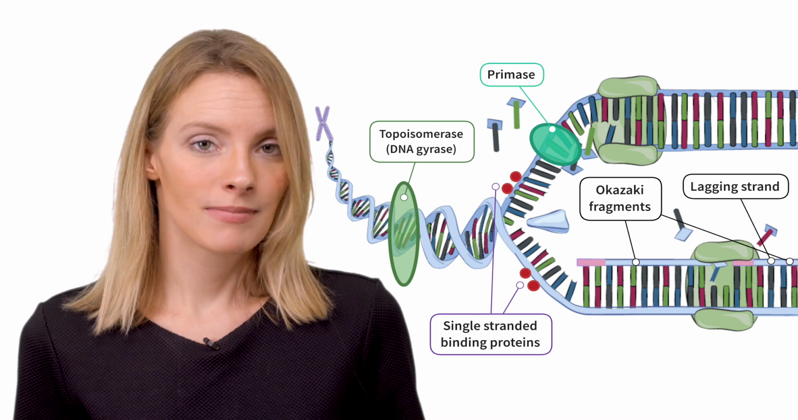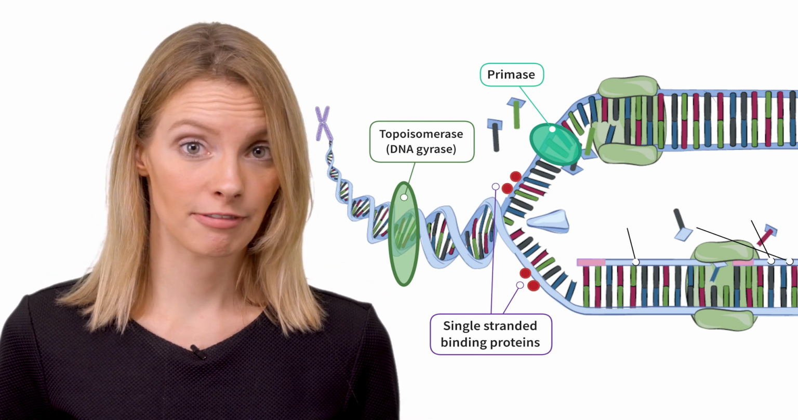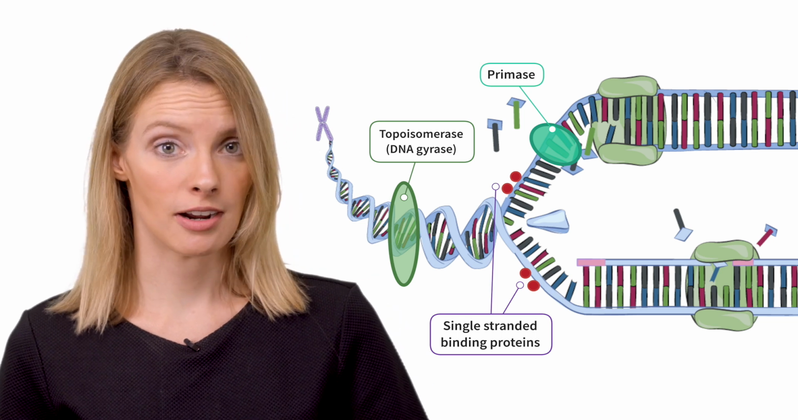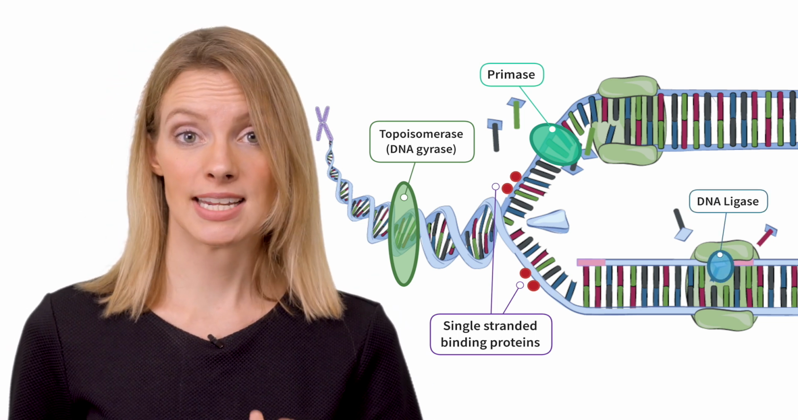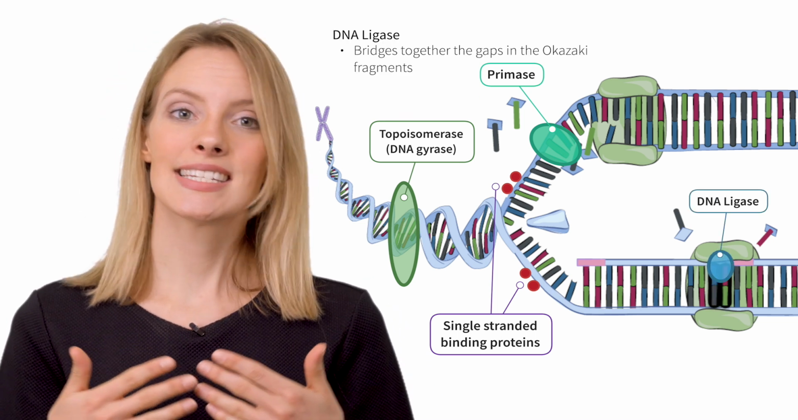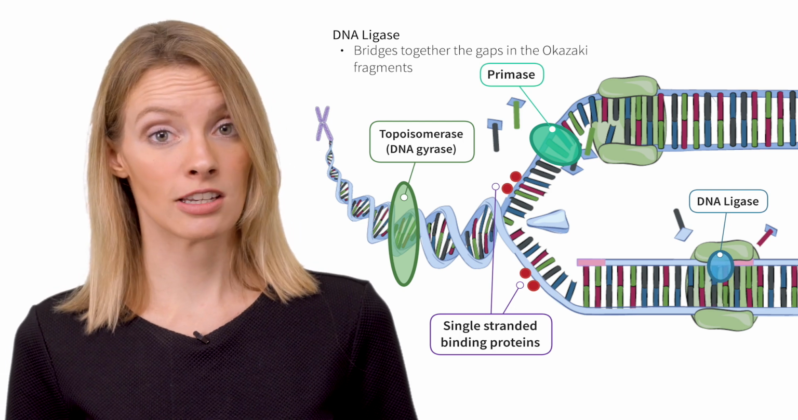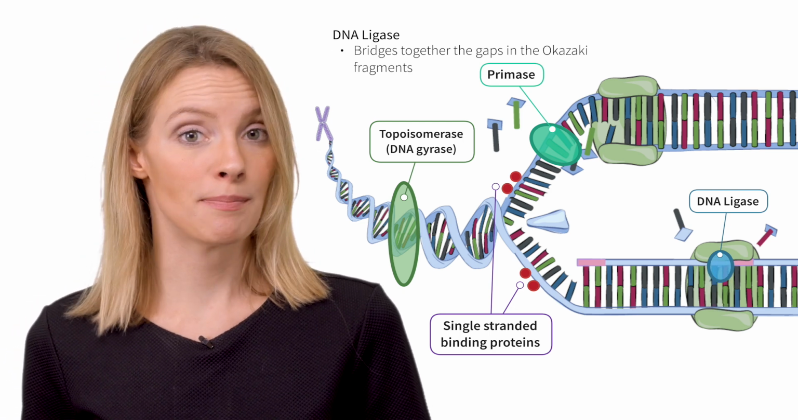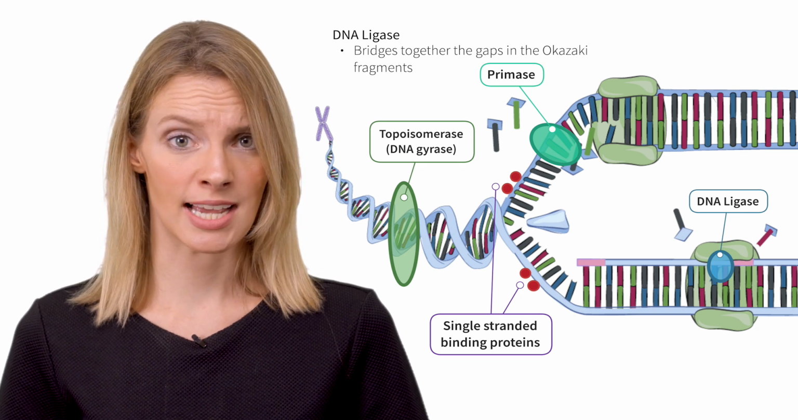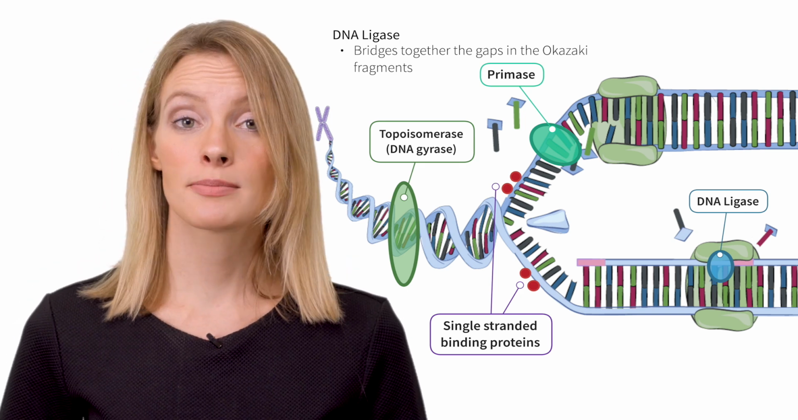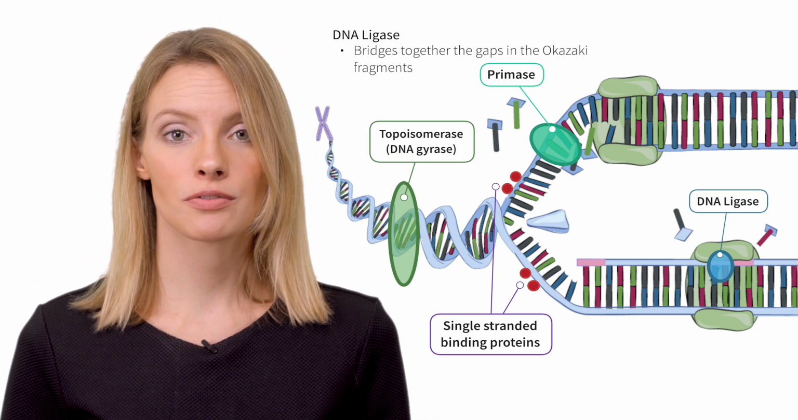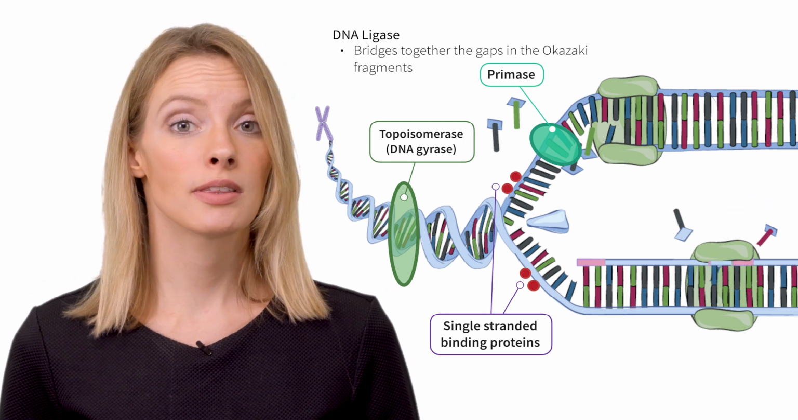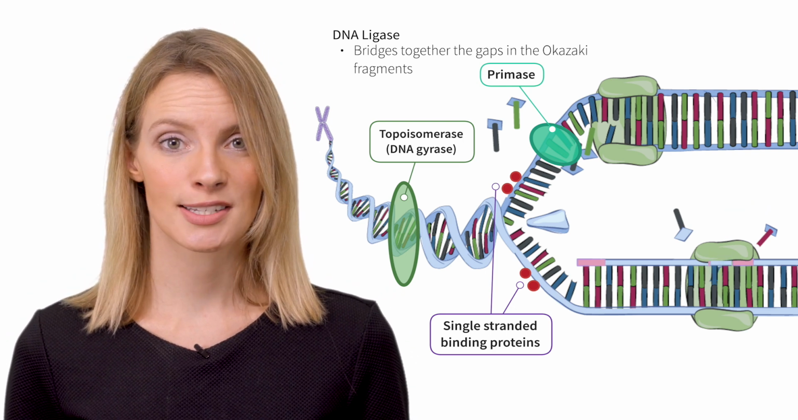So the system appears to work well enough, except eventually these fragments are going to have to be joined together. This is performed by DNA ligase, which ligates together Okazaki fragments on the lagging strand, forming phosphodiester bonds along that sugar-phosphate backbone between adjacent nucleotides. DNA ligase also comes in handy when the RNA primer is eventually removed and replaced with DNA nucleotides, which are then joined with the existing adjacent nucleotides.